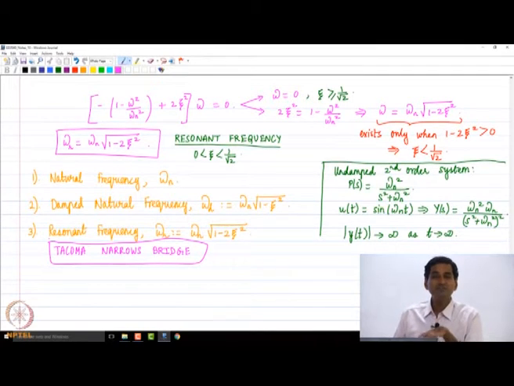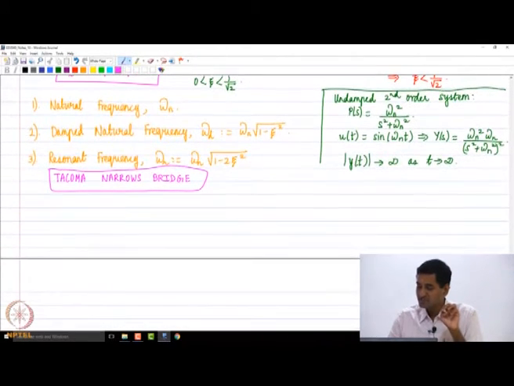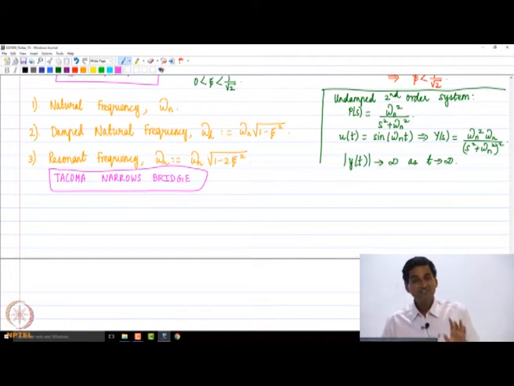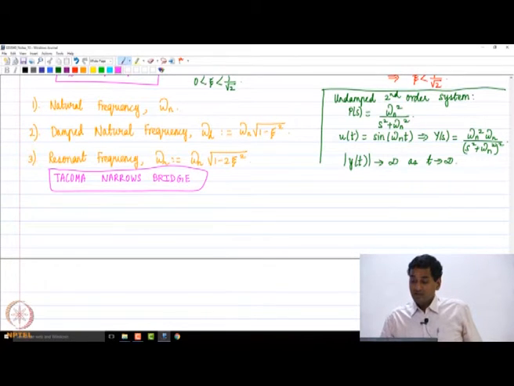That is why I wanted to do this analysis, to convey the difference between natural frequency, damped natural frequency and resonant frequency. I hope the physical meaning is clear for each frequency, because this understanding is extremely critical when we want to analyze second order systems. Please note that resonant frequency is applicable only for those second order systems where the damping ratio is between 0 and 1 over root 2. I hope this point is clear.